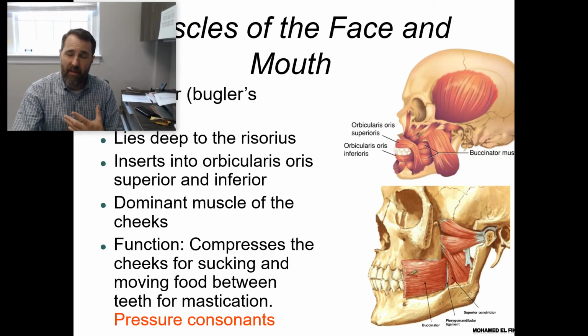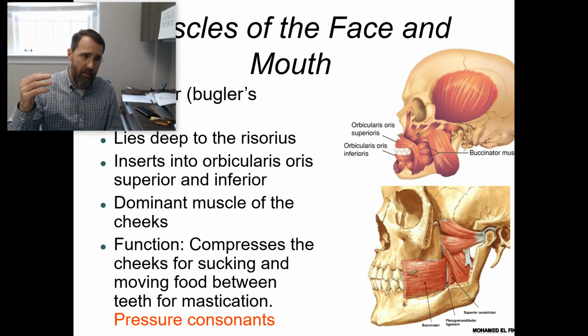And I explained the importance of this in the previous lecture when I was talking about the buccal cavities. You need to be able to keep your cheeks tensed as you articulate to appropriately form pressure consonants, because if your cheeks are flapping as you're talking, that's going to give you abnormal resonance and abnormal articulation. So that is the buccinator.